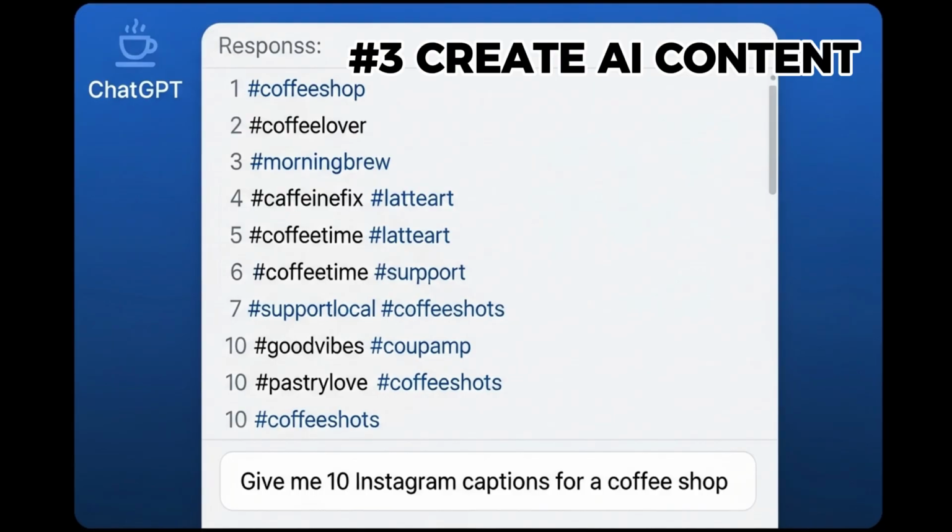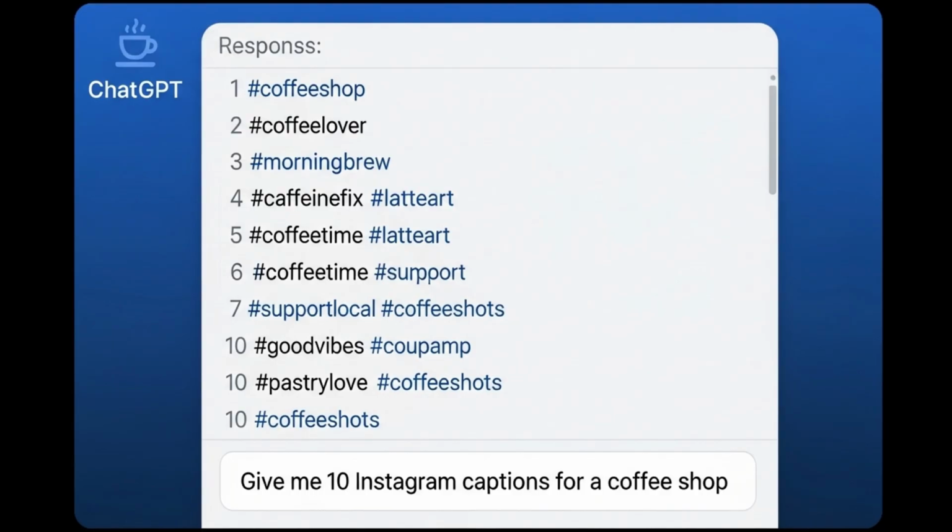You don't need to think. You don't need to be creative. You just copy, paste, and tweak if needed. But it gets better. You can also ask ChatGPT for post ideas. Try this. Give me 15 social media post ideas for a fitness gym targeting beginners. Make them motivational and actionable. Boom. 15 ideas in seconds. Now you have a full month of content planned in under 5 minutes.